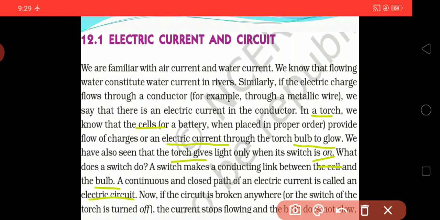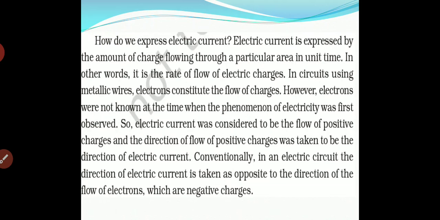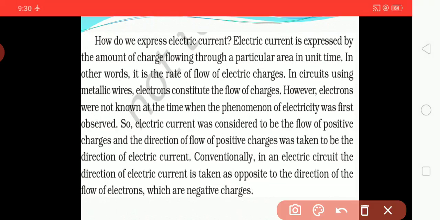Now, if the circuit is broken anywhere, or damage is seen in a circuit, then what will happen? The current stops flowing. If the circuit breaks down at any place, the bulb does not glow, because in the circuit current will not flow.